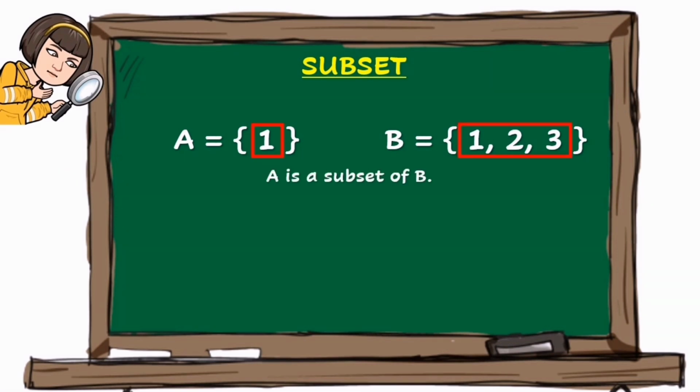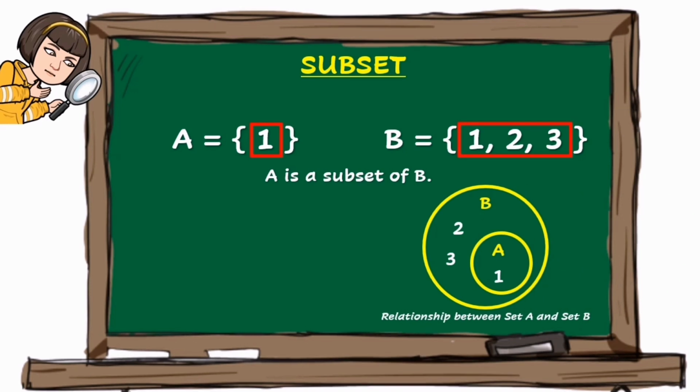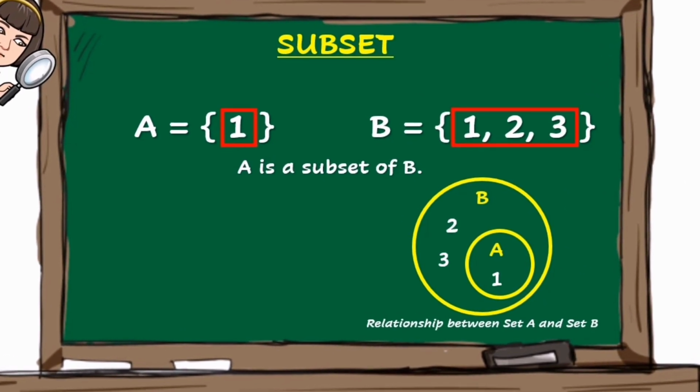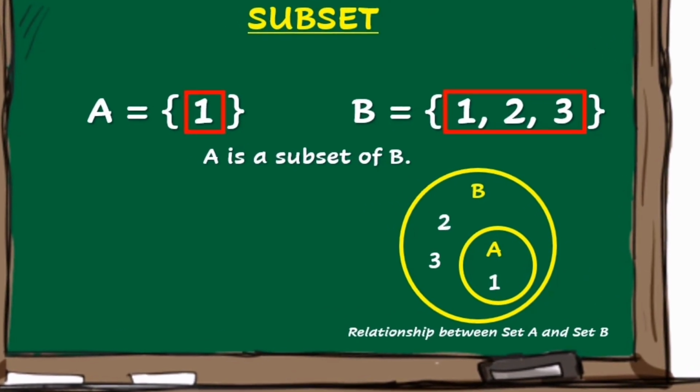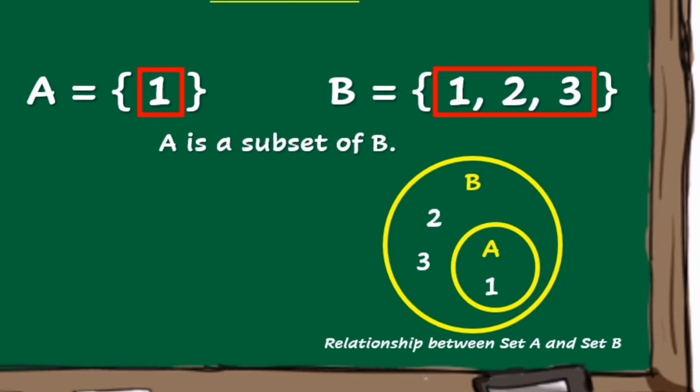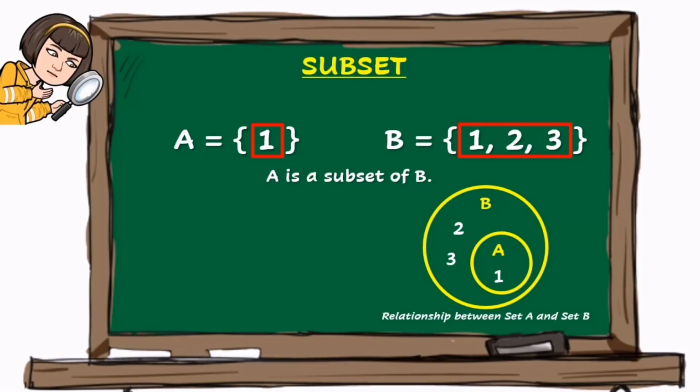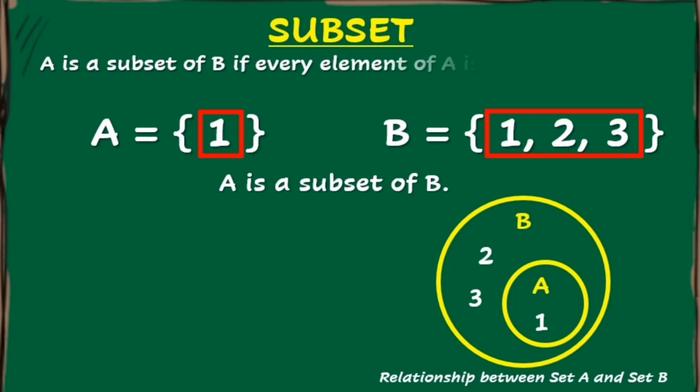We can say that A is a subset of B. A Venn diagram for the relationship between these sets is shown to the right. Another way to define a subset is: A is a subset of B if every element of A is contained in B. Now, let us try to complete all the possible subsets of set B.